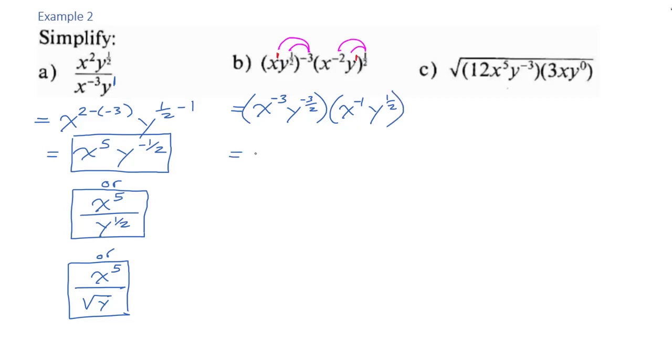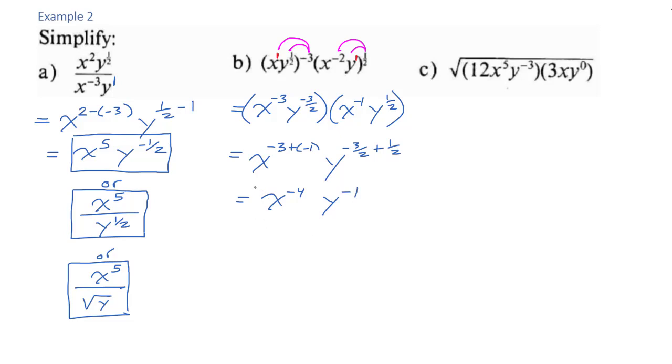All right, now what can I do? Well, we're multiplying, so we can add the exponents. So I'm going to add the exponents on the x's, -3 plus -1, and y to the -3 halves plus 1/2. All right, so obviously -3 plus -1 gives me x to the -4, and -3 halves plus 1/2 is -2 over 2, right? So it's going to give me -1.